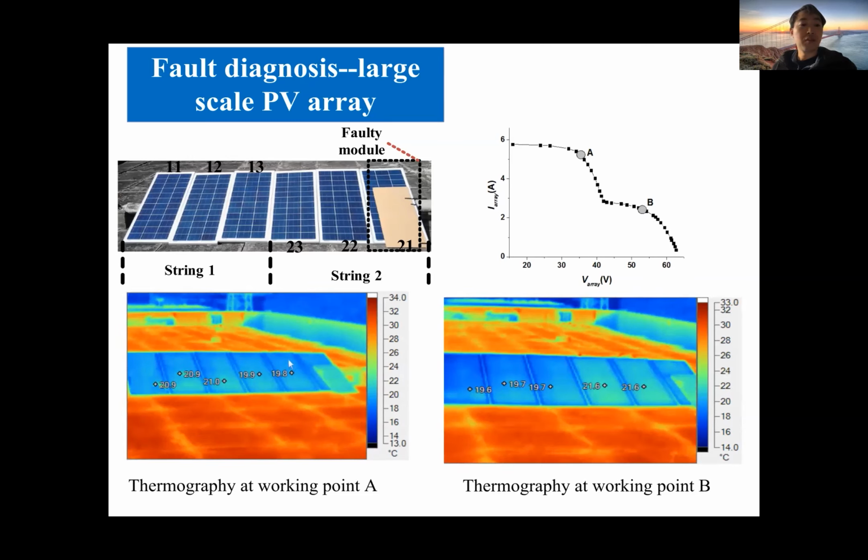points. We can see at point A, the temperature for the healthy string is higher than the unhealthy string. For point B, we find that the unhealthy string has higher temperature than the healthy string. So that means just comparing temperature difference, we cannot locate which string is healthy or unhealthy. So purely with thermal images, we cannot reach the right conclusion about the health condition for a larger scale PV array.